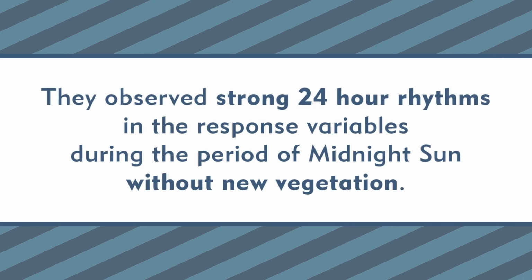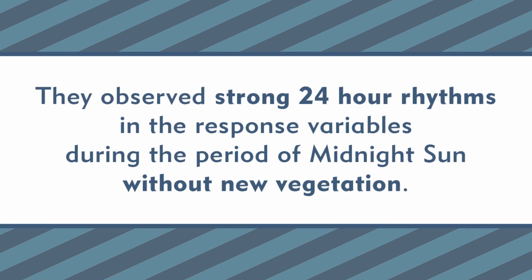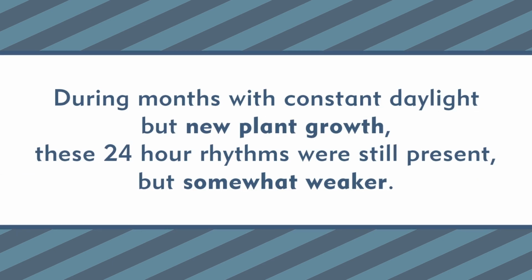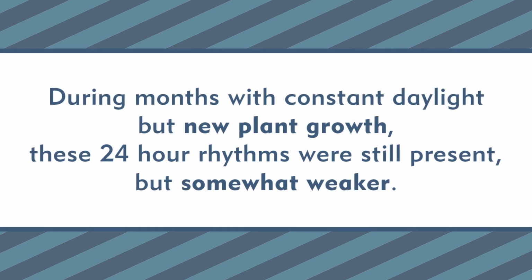They observed strong 24-hour rhythms in the response variables during the period of midnight sun without new vegetation. During months with constant daylight but new plant growth, these 24-hour rhythms were still present but somewhat weaker. These results imply that periods of constant light aren't the only thing affecting behavioral and physiological changes. In these reindeer, the weakening of daily rhythms is more likely due to vegetation and feeding instead.